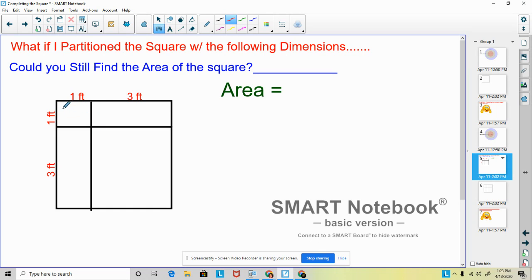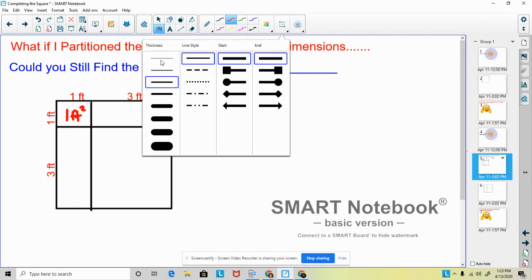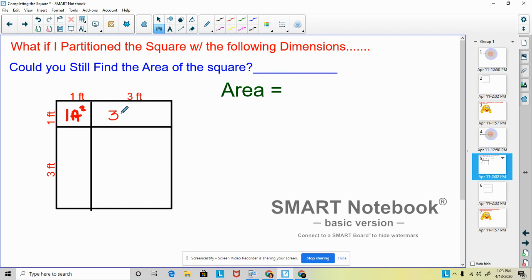So if I was just finding the area of just this little square right here, because I partitioned it, I would multiply 1 times 1, which is just 1 feet. And because we're talking about area, it is squared. All right. So what if I also wanted to find the area of just this little rectangular piece? Well, I multiply. This length is 1 and this length is 3. So 1 times 3 is 3 feet squared.